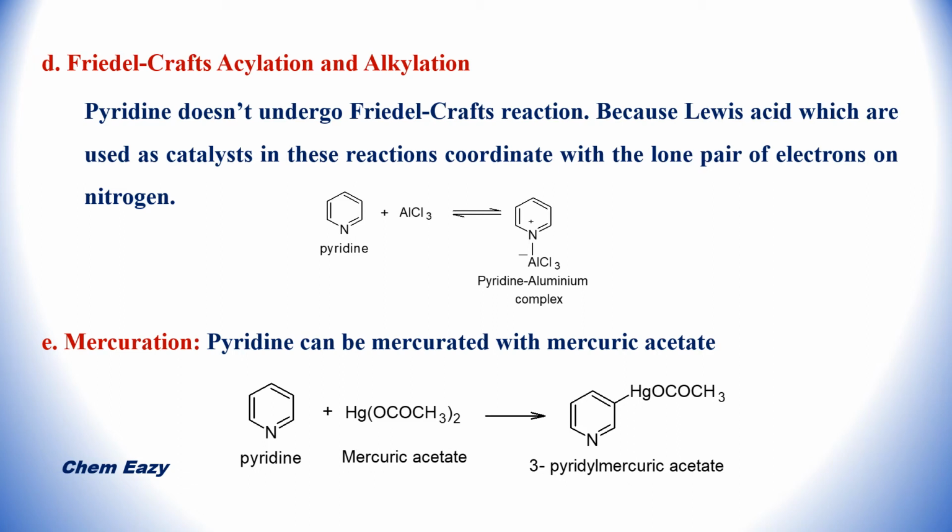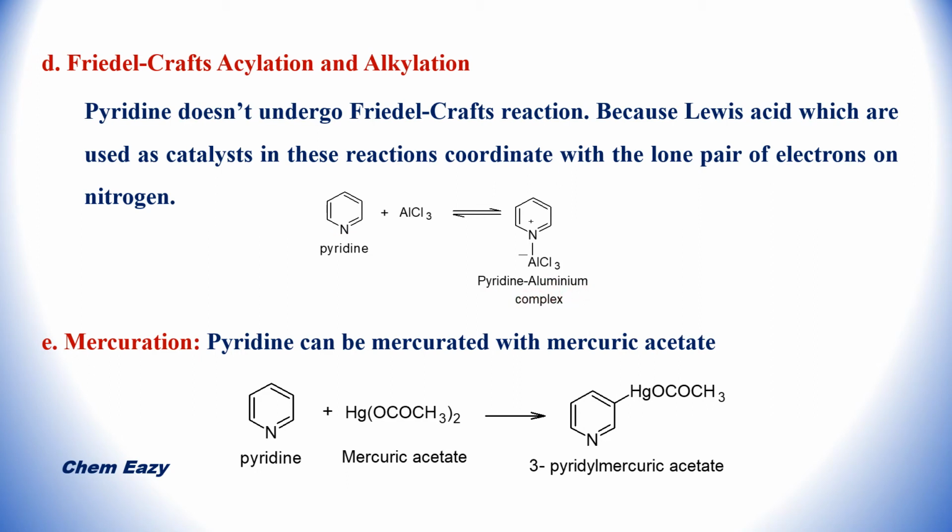Next one is Friedel-Crafts acylation and alkylation reactions. Pyridine does not undergo Friedel-Crafts reaction because Lewis acids, which are used as catalysts in Friedel-Crafts reactions, coordinate with the lone pair of electrons on the nitrogen atom of pyridine. As shown here, when pyridine is treated with aluminum chloride, the aluminum chloride coordinates with the lone pair of electrons of the nitrogen atom and forms a pyridine-aluminum complex.